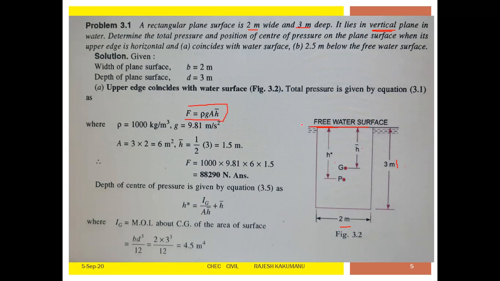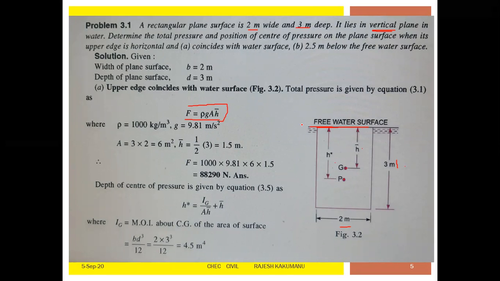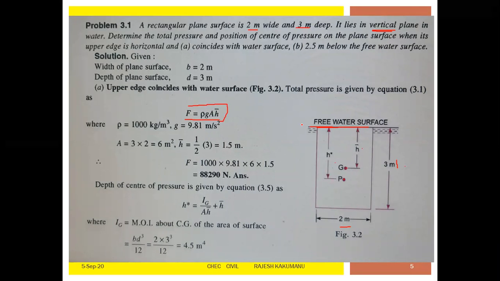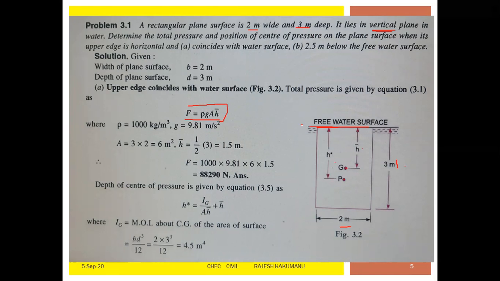Next. One second. My laptop got power source discontinued.